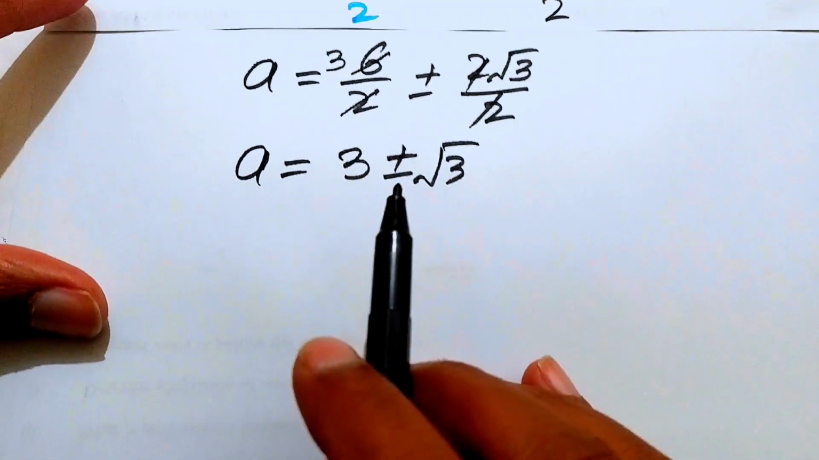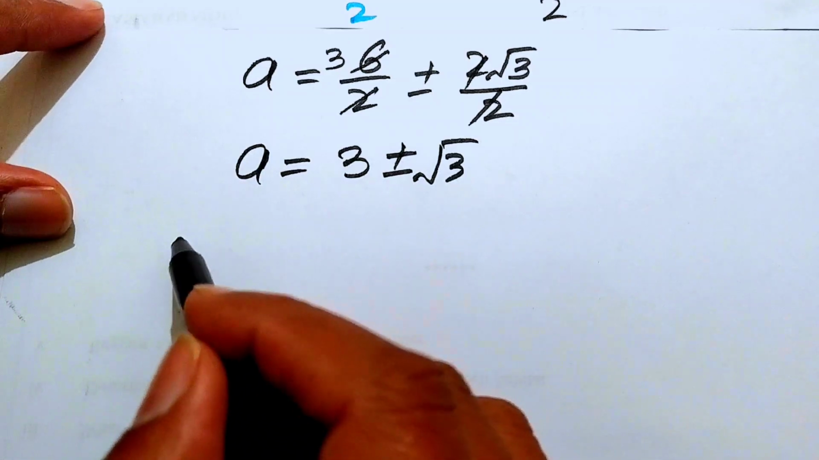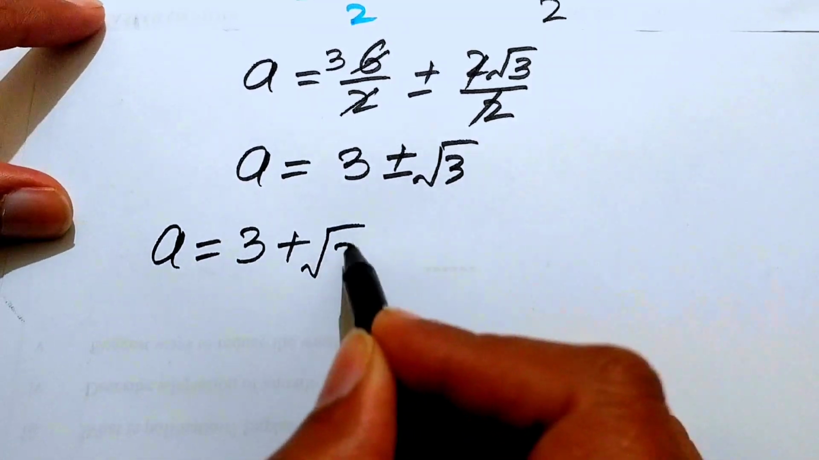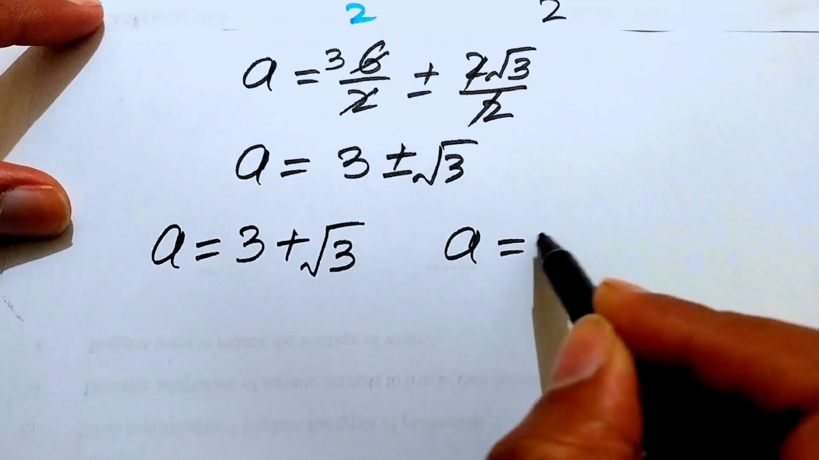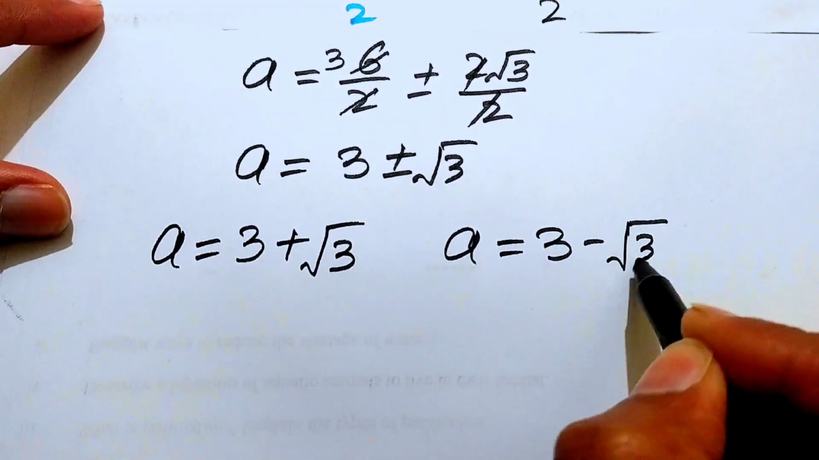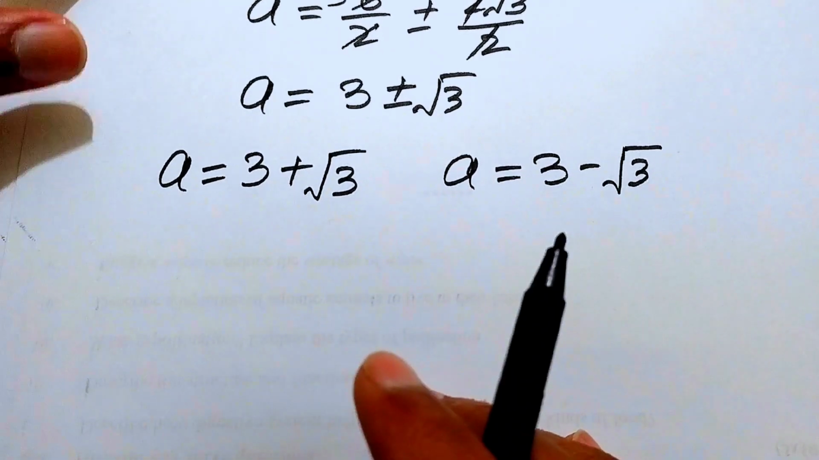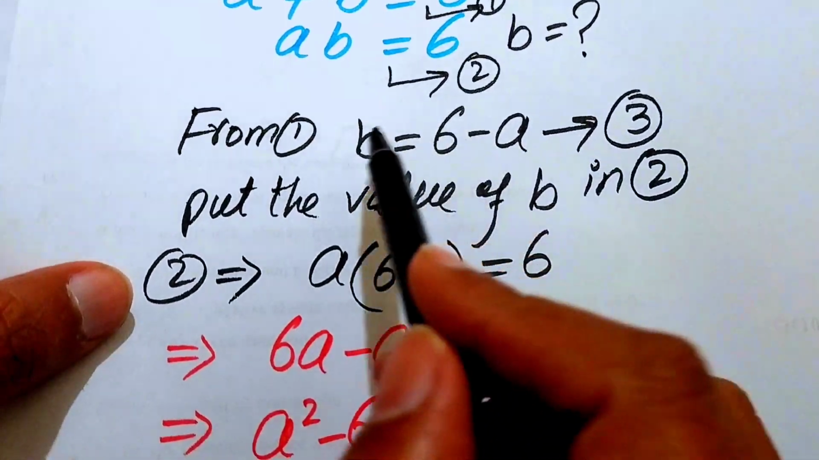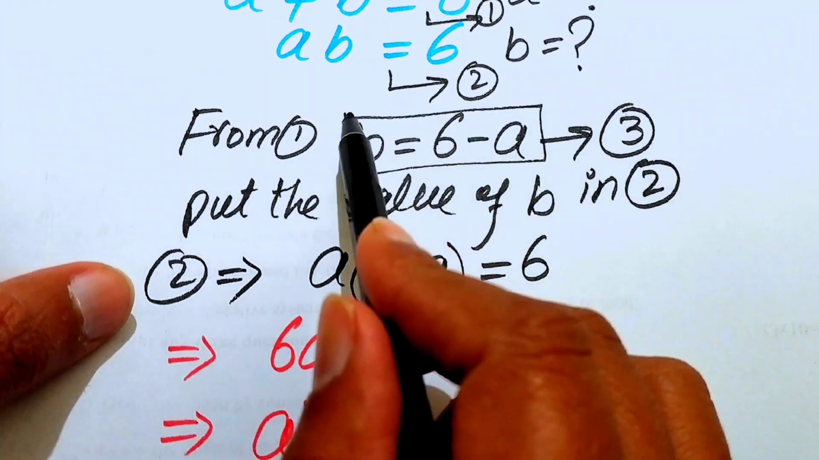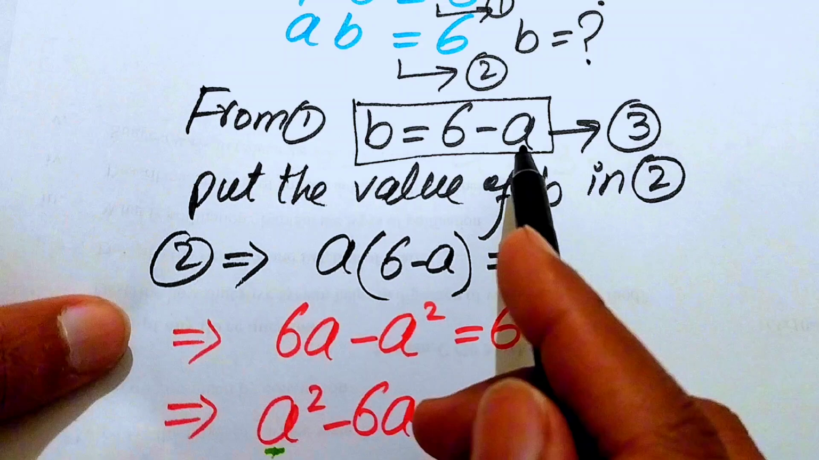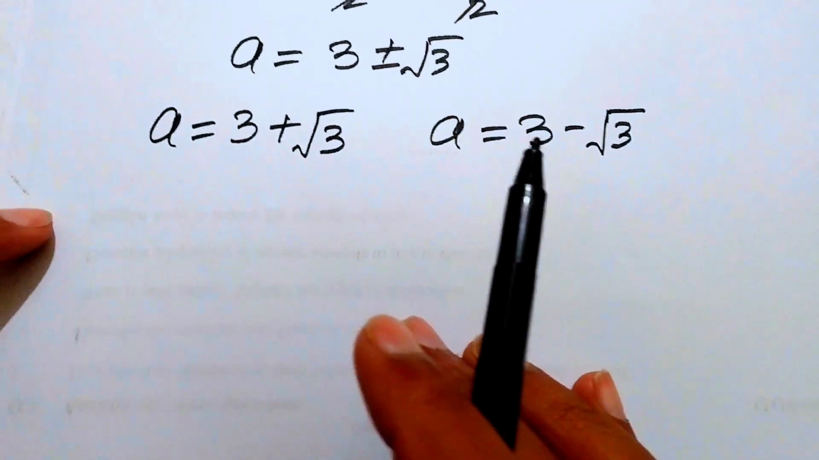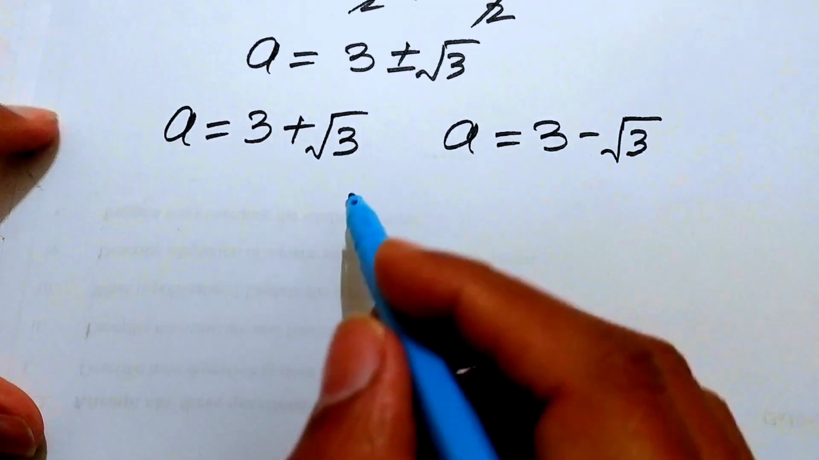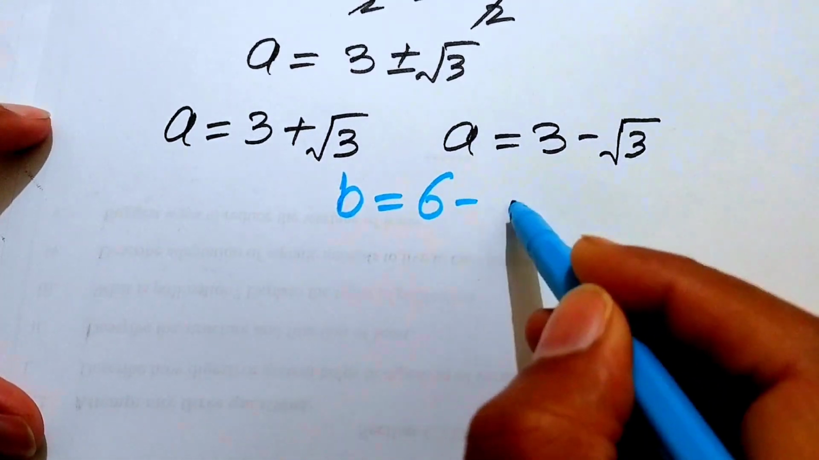So we write this value of a in two cases. First is the positive value, a equals 3 plus square root of 3, and the negative value is a equals 3 minus square root of 3. Now we substitute the value of a in equation number 3. First we copy down equation number 3, which is b equals 6 minus a, and we put the value of a here.